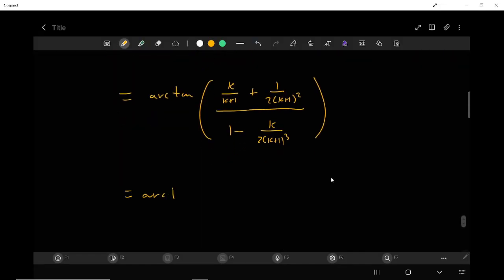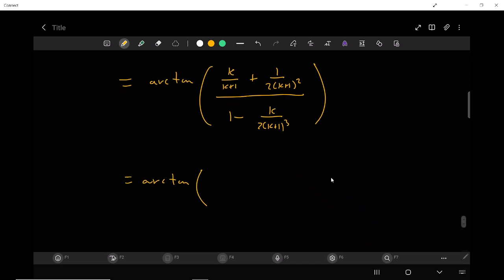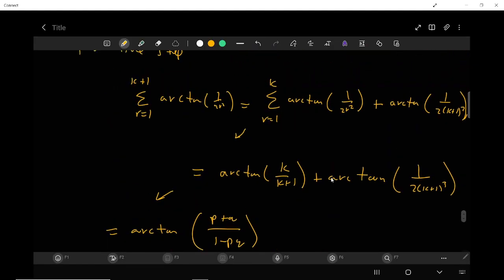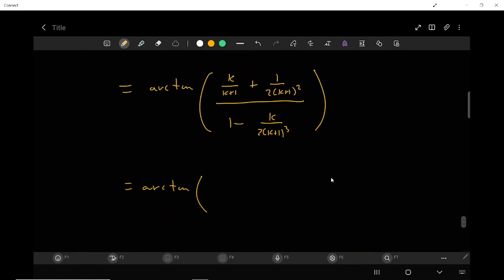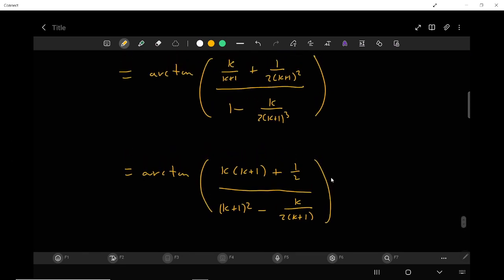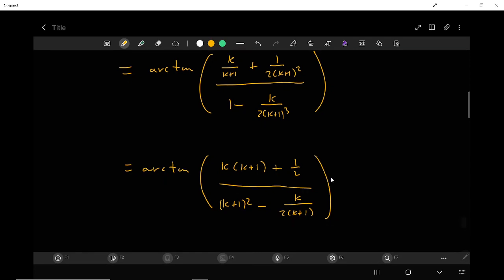Which equals arctan of, now I just want to think, what's the easiest thing to do here that will make life very easy for us? Because we want it to become k plus 1 over, what's the goal? k plus 1 over k plus 2. Probably times k plus 1 squared, I think. So that'd be k plus 1 plus 1 over 2, all over k plus 1 squared minus k over 2 times k plus 1. I hope that makes sense, as times k plus 1 squared and everything. Yeah, let's keep going.